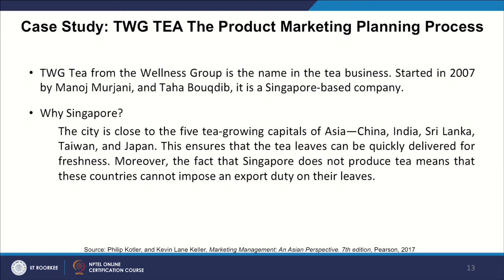For a detailed description on this, their website can be chosen, and Philip Kotler's marketing management carries this example. The exact edition is the 2017 7th edition by Pearson. So you can always look into that book, Philip Kotler and Kevin Lane Keller, Marketing Management, an Asian Perspective. This example is given there, and several other examples which would justify our discussion on the subject.